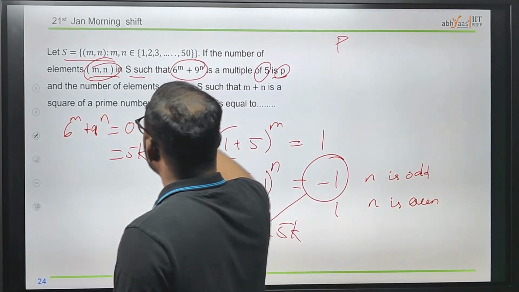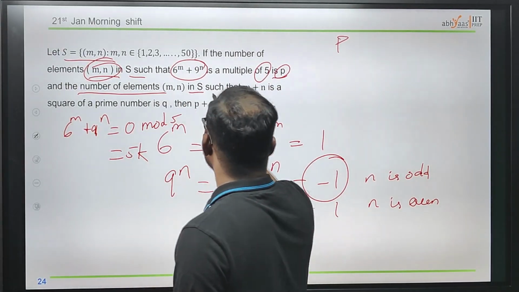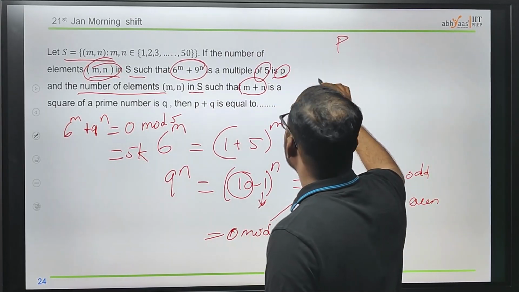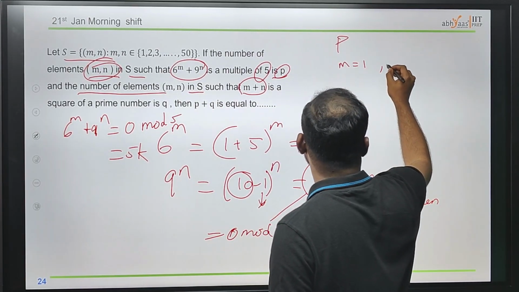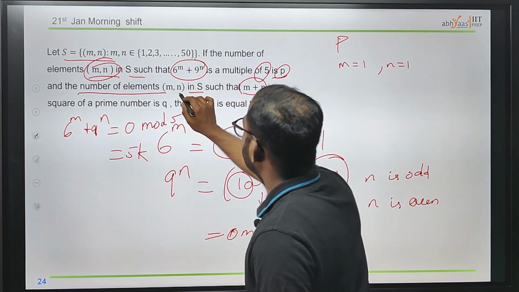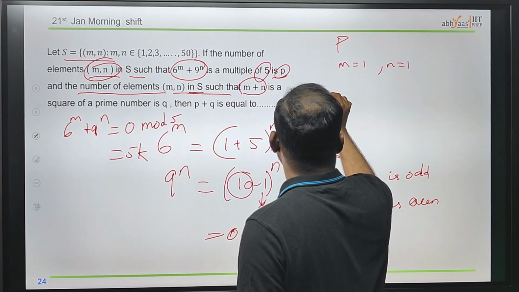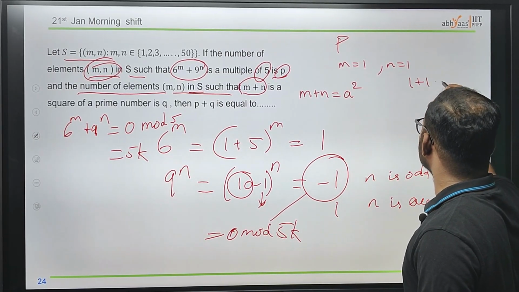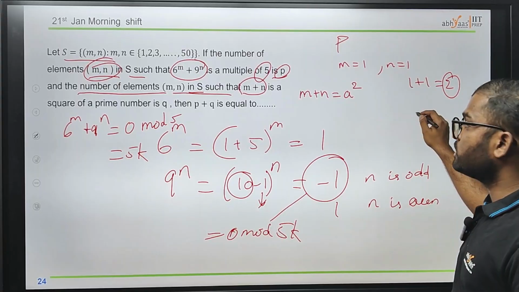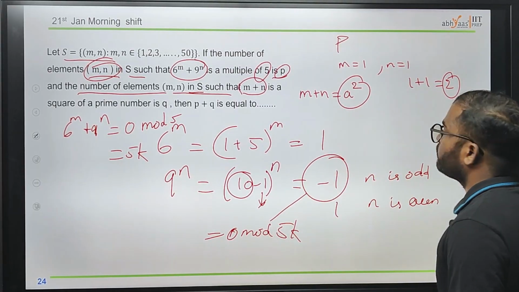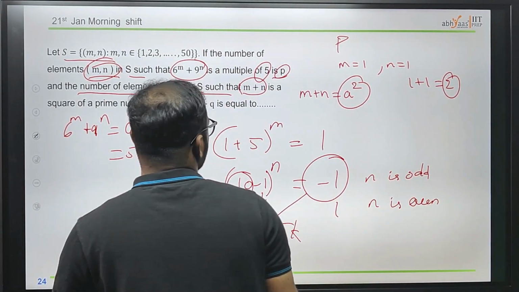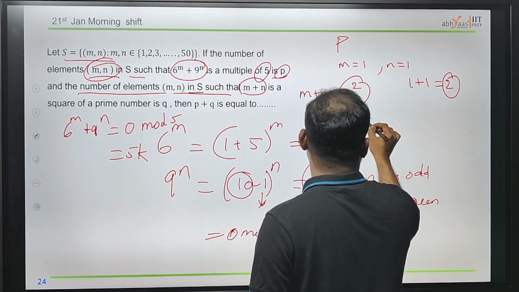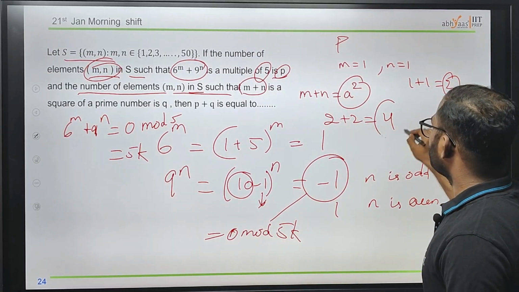Now another one: the number of elements (m, n) in A such that m plus n is a square of a prime number. If we just select m equal to 1 and n equal to 1, we may have this. First observe that they have given m plus n is equal to a square of a prime. Now if you do 1 plus 1, which is equal to 2, we cannot take this one, since it has to be the square of a prime. Since we cannot take 1, just take 2 here. 2 plus 2 we may get 4. Okay, we can take this one.